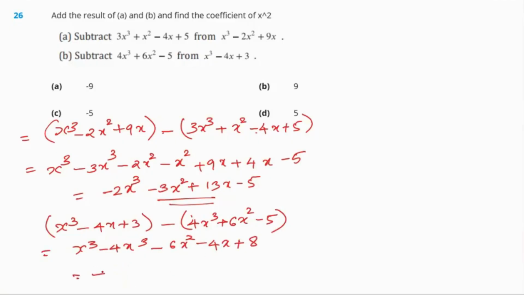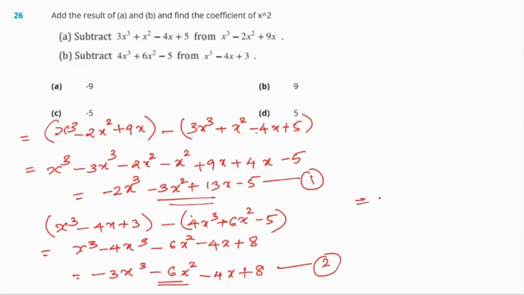So which is equal to minus 3x cube minus 6x square minus 4x plus 8. Okay. So this is our answer for the first one, and we get this second one. Okay. So when we add these two, what will happen? Minus 2 plus minus 3. So minus 2 and minus 3. Okay. So which is equal to minus 5x cube minus 3 minus 6.